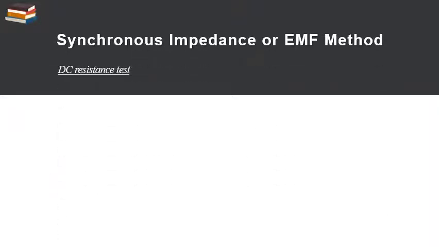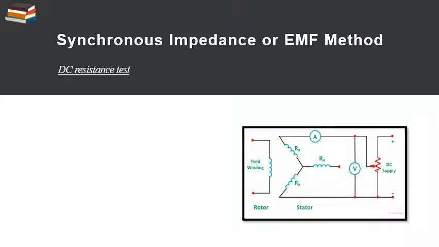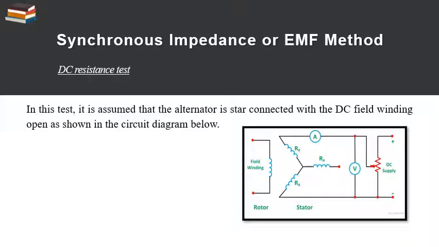Now first one is the DC resistance test. So this is the circuit diagram for the DC resistance test. In this test, it is assumed that the alternator is star connected with the DC field winding open as shown in the circuit diagram. So if we want to do the DC test, our armature winding should be connected in star and we will keep the field winding open. This is called the armature winding and this is called the field winding.